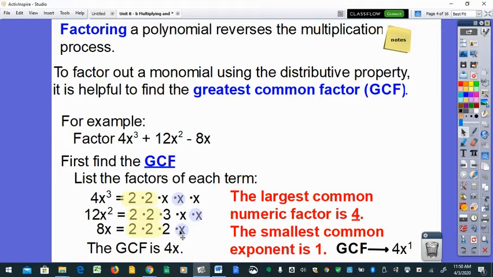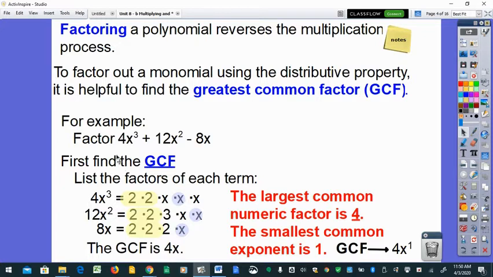And basically what you look is what do all 3 of the terms share, and you'll notice a 2 times 2 and an x, a 2 and 1x, a 2 and 2 and x. So each one of these terms has a 4x in it, and that would be the greatest common factor. Okay, I don't do it that way.